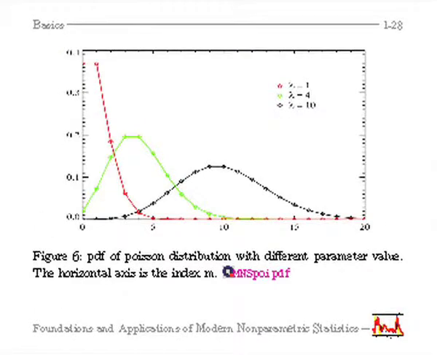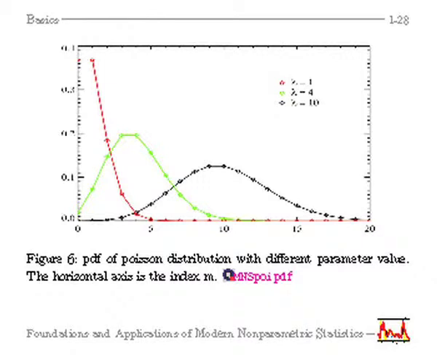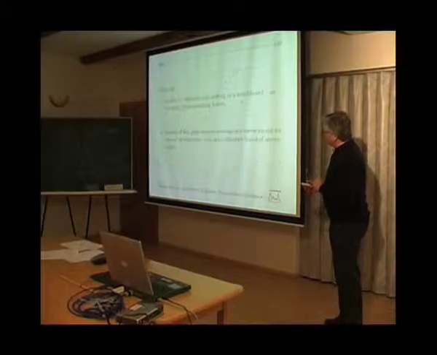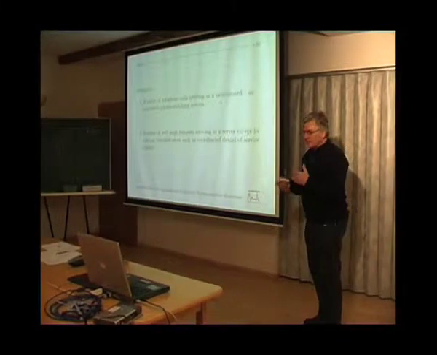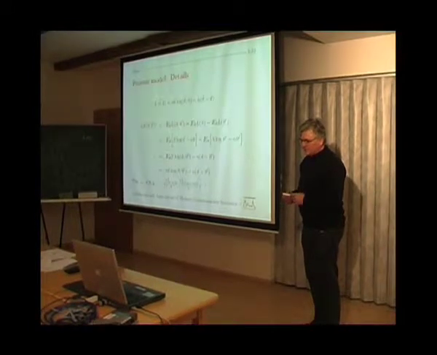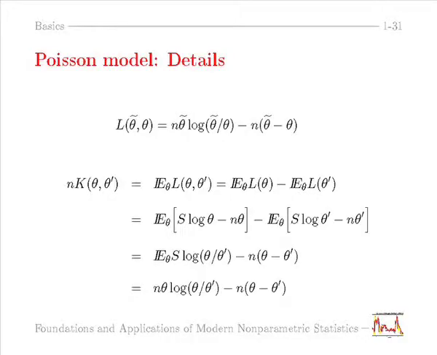I give two applications here, two different PDFs for different lambdas. Here you see the corresponding CDF. Typical applications are telephone calls arriving at a switchboard, or more modern application is web requests arriving in a server. So you have to scale the network according to maximum likelihood estimated parameters in a Poisson model when you try to make a network based on web pages.